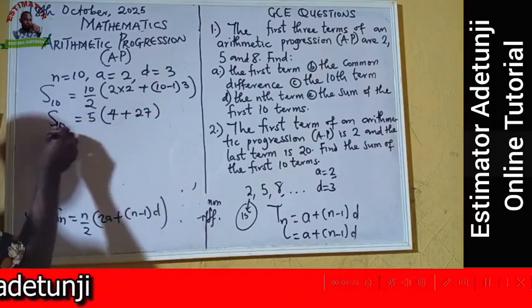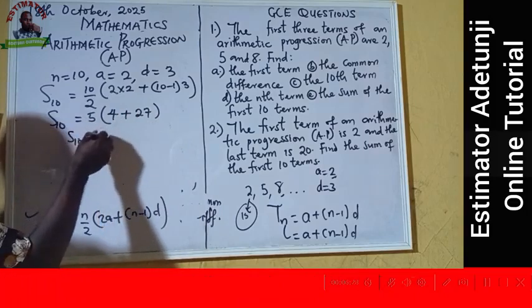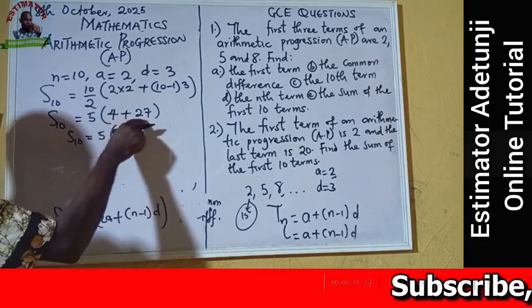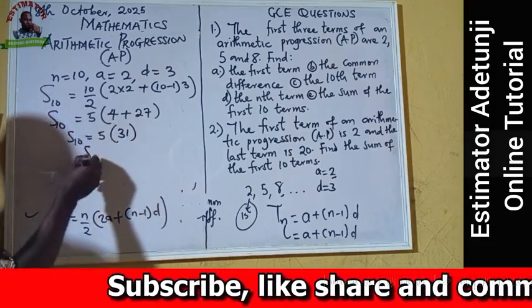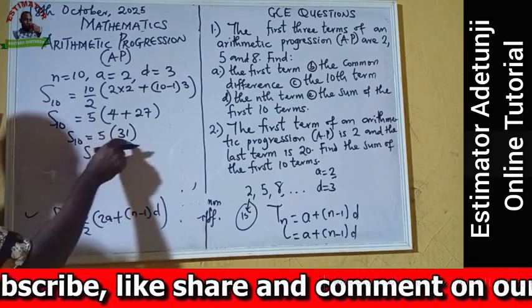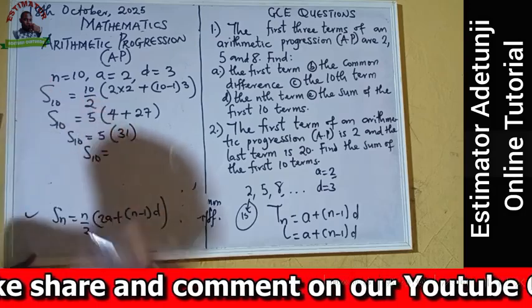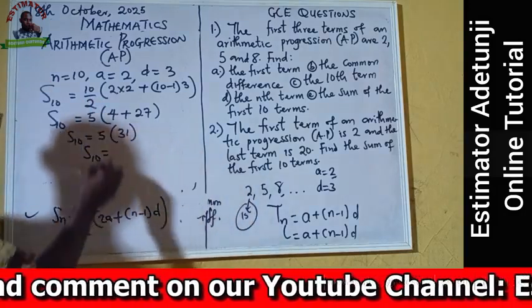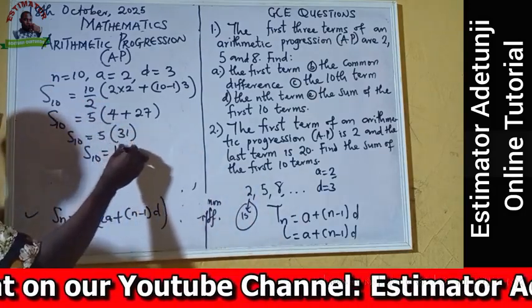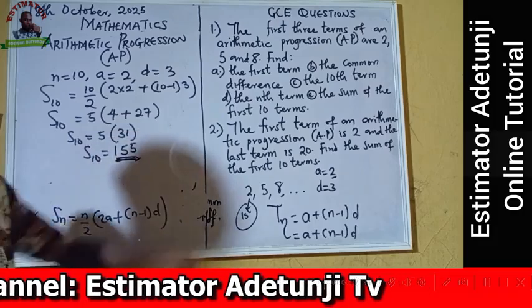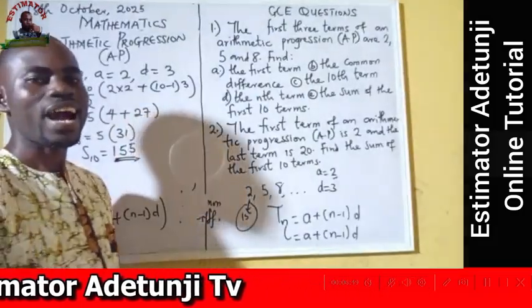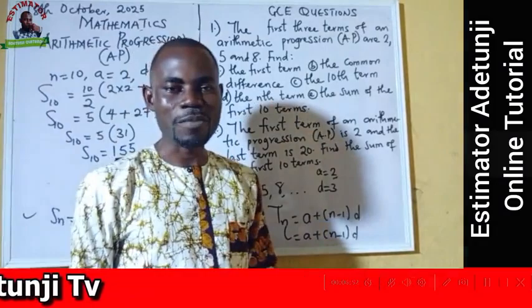So from there, I can move on. S10 equals 5, open bracket, 4 plus 27, that is 31. So finally, S10 equals 5 times 31. And if you press your calculator, 5 times 31 must give you 155. And that's how we settle question number 1. Question number 2, I want you to answer it and put your answer in the comment box.